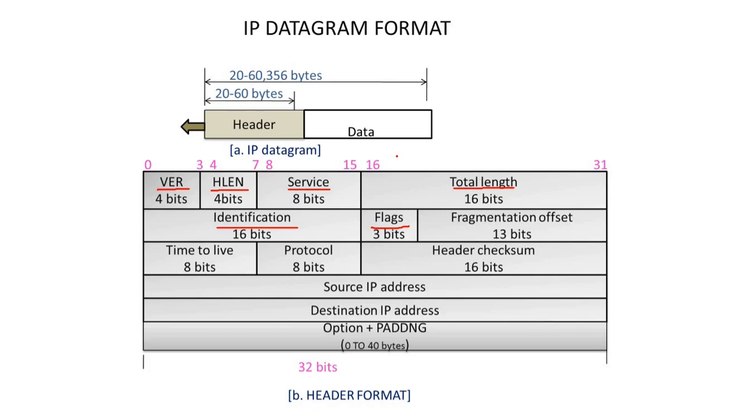Then the fragmentation offset is available for fragmentation and reassembly. We will discuss fragmentation in detail on the next slide. Dividing the entire datagram into a smaller number of parts is known as fragmentation. At the destination, we again combine these smaller parts into the common IP datagram. So that's why the fragmentation offset is useful.